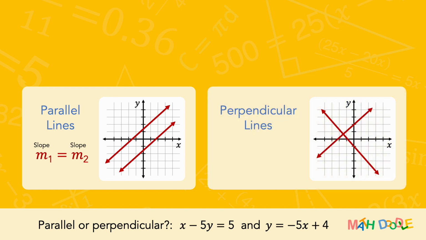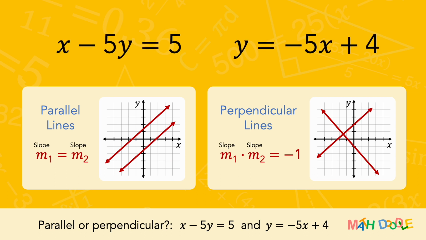So, the slopes of perpendicular lines are negative reciprocals of each other. In other words, if we multiply the two slopes, their product will be -1. So, to determine if these two lines are parallel or perpendicular, we are going to compare their slopes and y-intercepts.